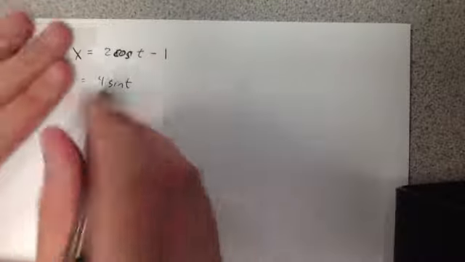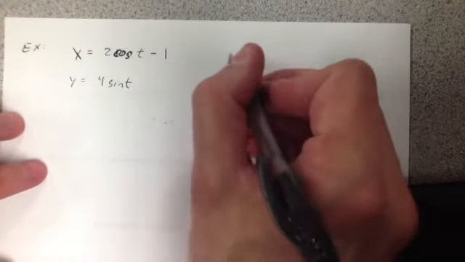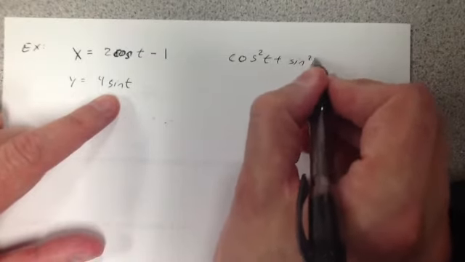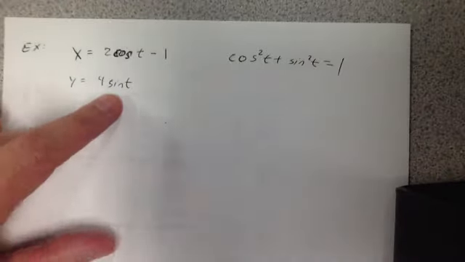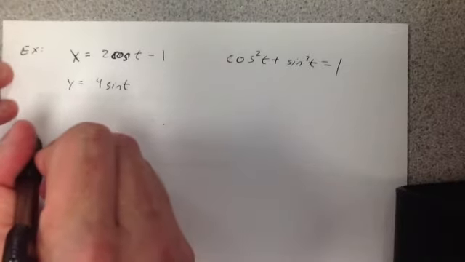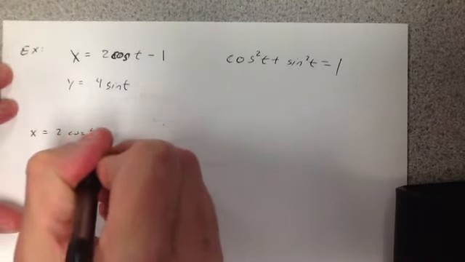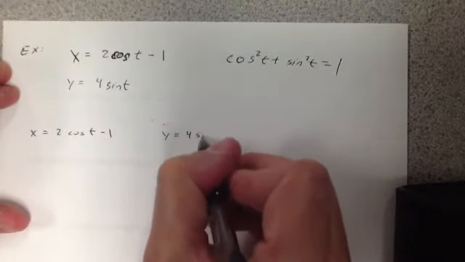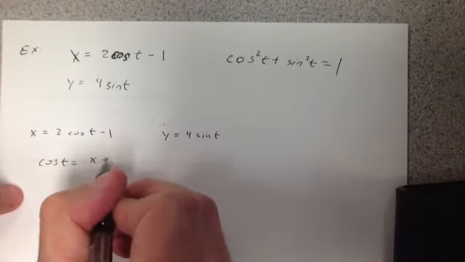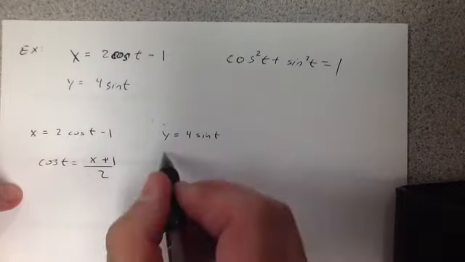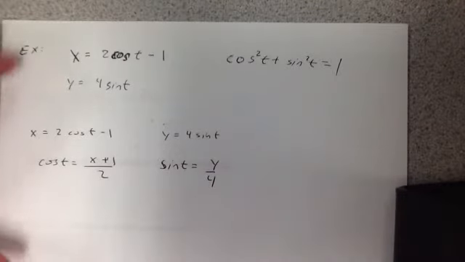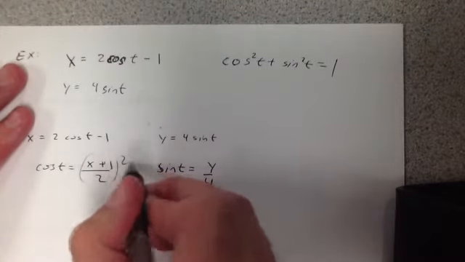Well, to do this one, because of our cosine and sine, we're going to use our Pythagorean identity: cosine squared of t plus sine squared of t equals 1. So we have to solve for cosine and sine. X equals 2 cosine t minus 1, and y equals 4 sine of t. Solving for cosine of t, we get x plus 1 over 2. Solve for sine of t, and it equals y over 4.